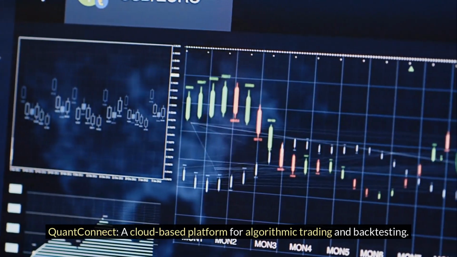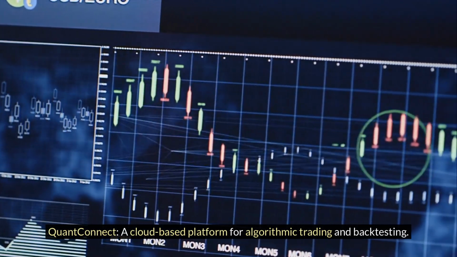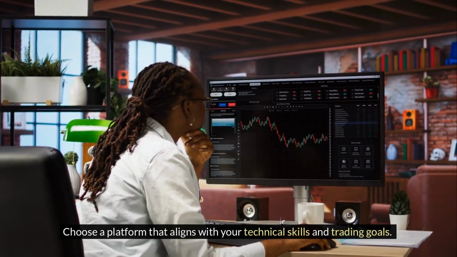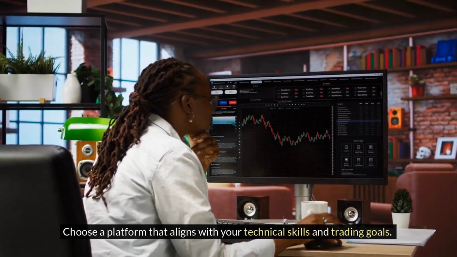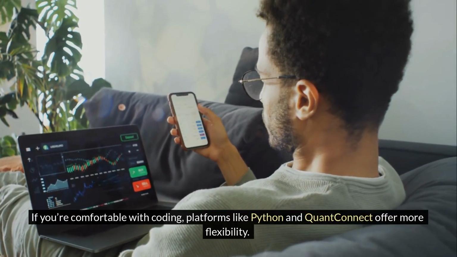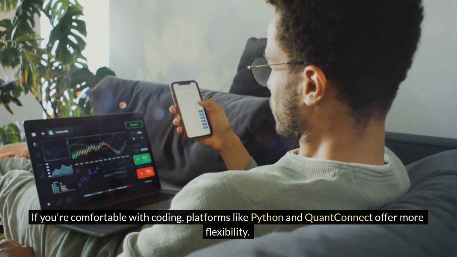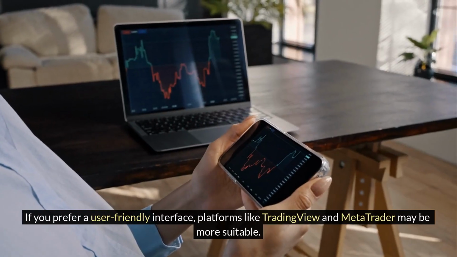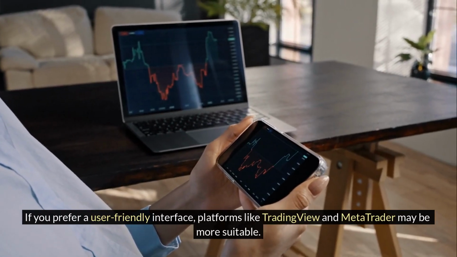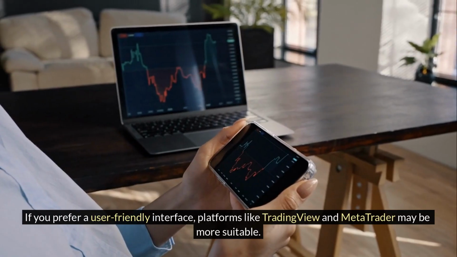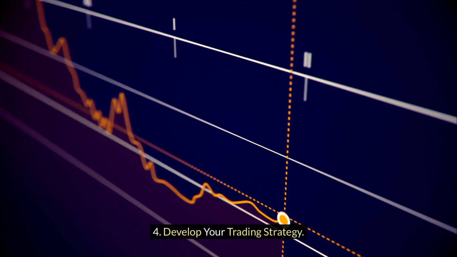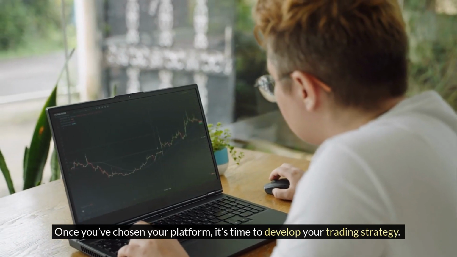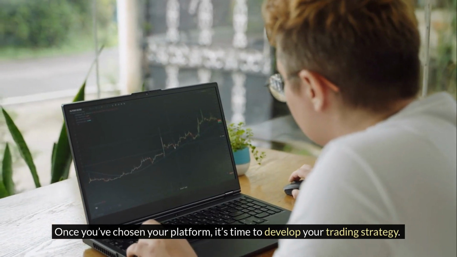QuantConnect, a cloud-based platform for algorithmic trading and backtesting. Choose a platform that aligns with your technical skills and trading goals. If you're comfortable with coding, platforms like Python and QuantConnect offer more flexibility. If you prefer a user-friendly interface, platforms like TradingView and MetaTrader may be more suitable. 4. Develop your trading strategy. Once you've chosen your platform, it's time to develop your trading strategy.